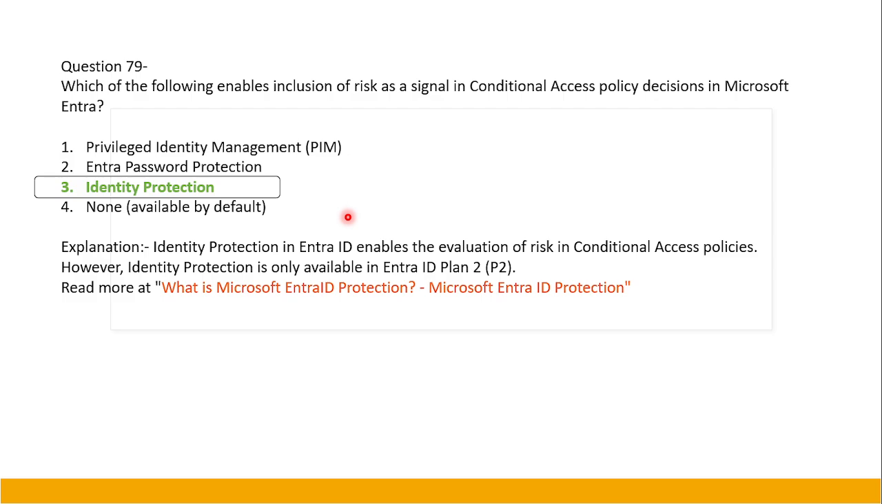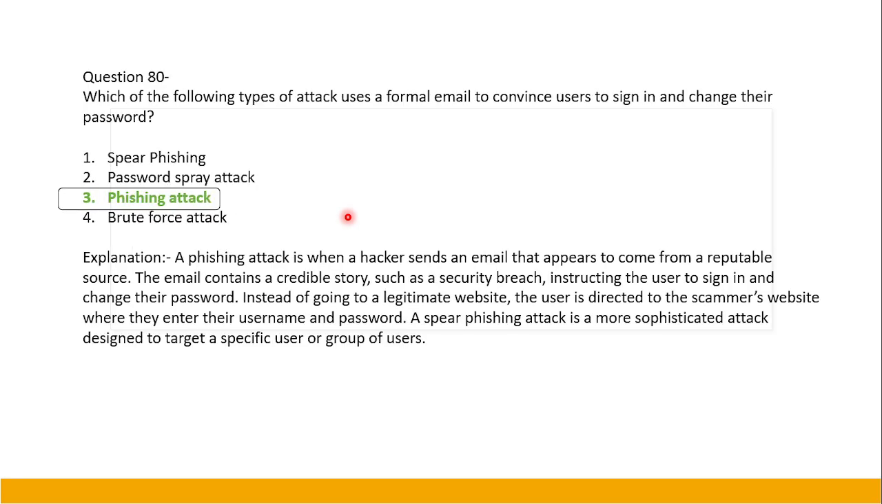Question 79. Which of the following enables inclusion of risk as a signal in the conditional access policy decision in Microsoft Entra? The correct answer is Identity Protection. Identity Protection in Entra ID enables the evaluation of risk in the conditional access policies.